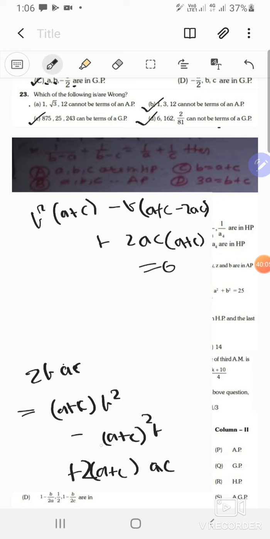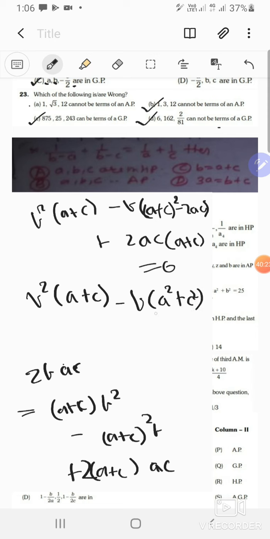Oh, that is a plus c squared. So that's supposed to be something like that, a plus c squared. Then you got minus 2ac over there. So it's like b squared into a plus c minus b into a squared plus c squared plus 2ac into a plus c, that has to be equal to 0. This is weird. Yes, this is completely weird.